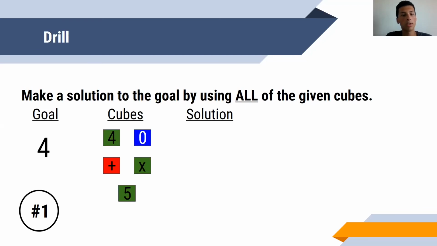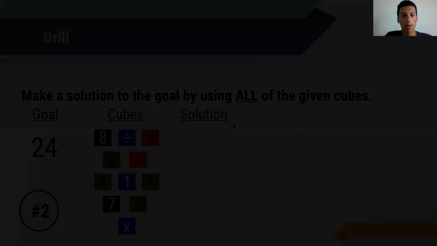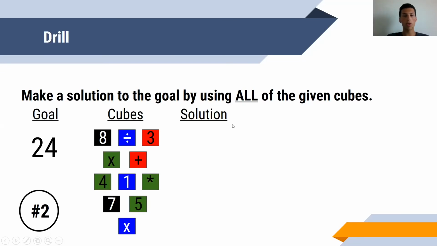So the solution to this is 4 plus, in parentheses, 0 times 5. This padding is the one with addition. You add 0. 0 times 5 is 0, and 4 plus 0 is 4. Here's another problem for you guys. Same thing, except it's a little bit longer. It has more cubes. The goal is 24 this time. Here's a hint. Start by finding a stem and then create a hole that you can add the rest into.